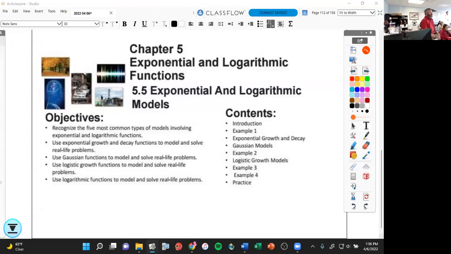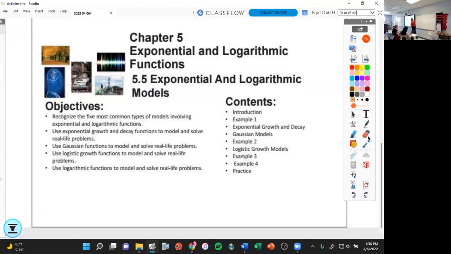5 exponential and logarithmic models. Recognize the 5 most common types of models involving exponential and algebraic functions. Use exponential growth and decay functions to model and solve real-life problems. Use Gaussian functions to model and solve real-life problems. So notice all these real-life problems, and that means word problems.